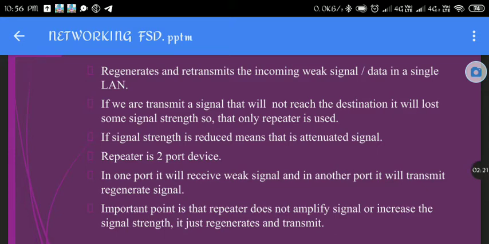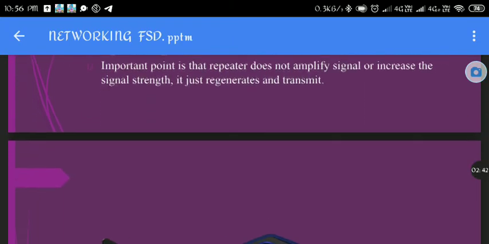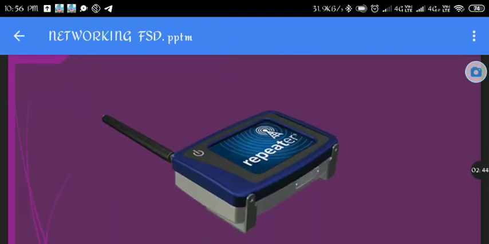A repeater is a 2-port device. On one port it will receive the weak signal and on the other port it will transmit the regenerated signal. An important point to remember in this repeater topic is that a repeater does not amplify the signal or increase the signal strength. It will just regenerate and transmit. Okay, this is the diagram of a repeater.